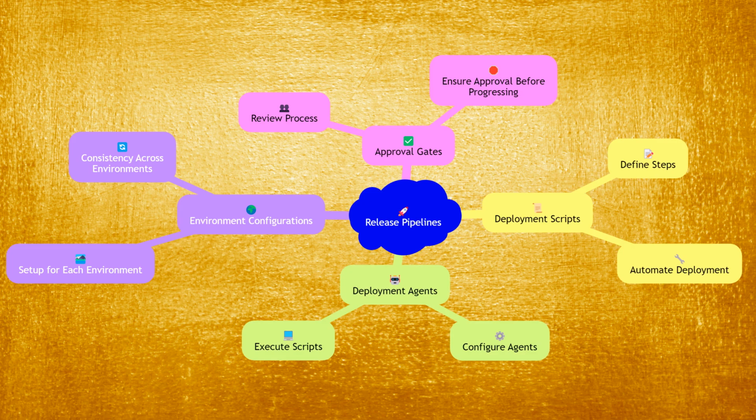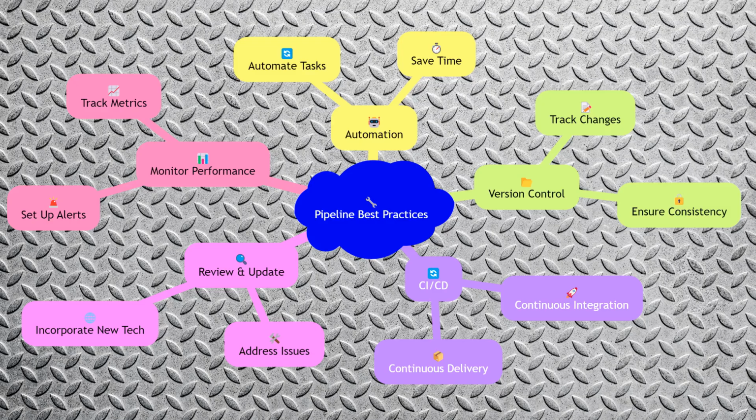Implementing release pipelines involves defining deployment scripts, configuring deployment agents, setting up environment configurations, and establishing approval gates. Start by creating deployment scripts that define the steps to deploy your application. Configure deployment agents to execute the deployment scripts. Set up environment configurations for each deployment environment, and establish approval gates to ensure that releases are reviewed and approved before progressing.